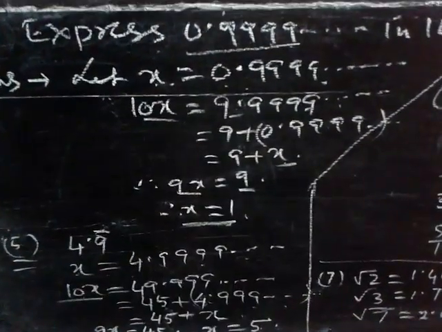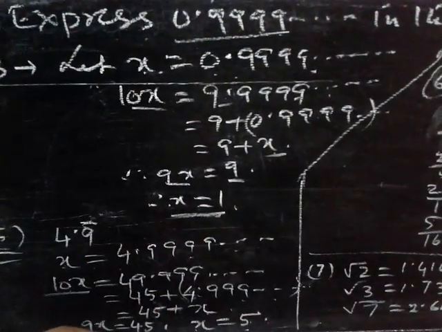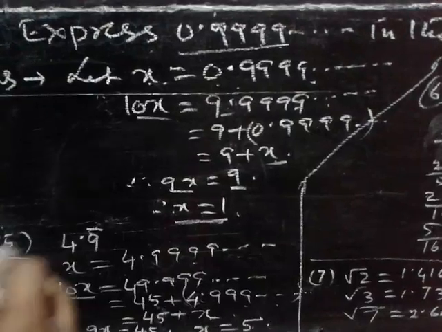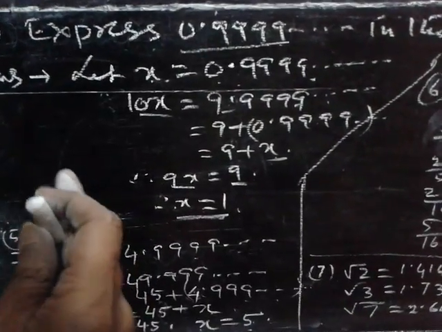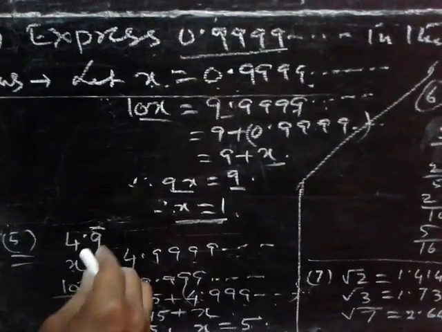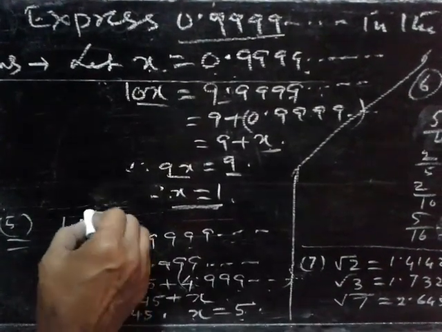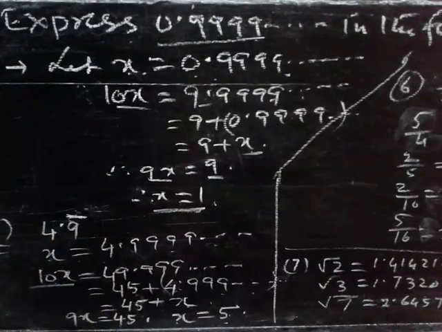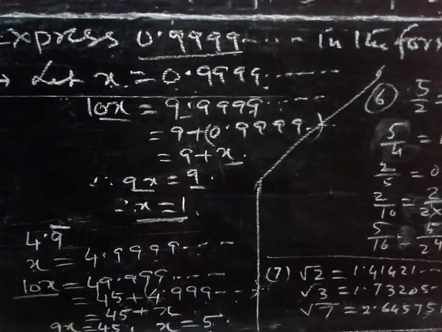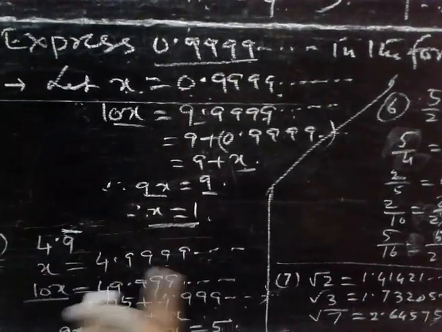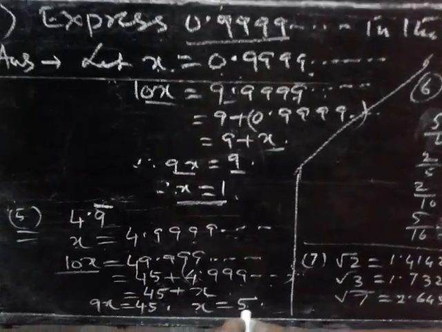Now we can conclude that any integer can be written in the form of a rational number, that is a non-terminating repeating decimal number. Any integer you can form like this.